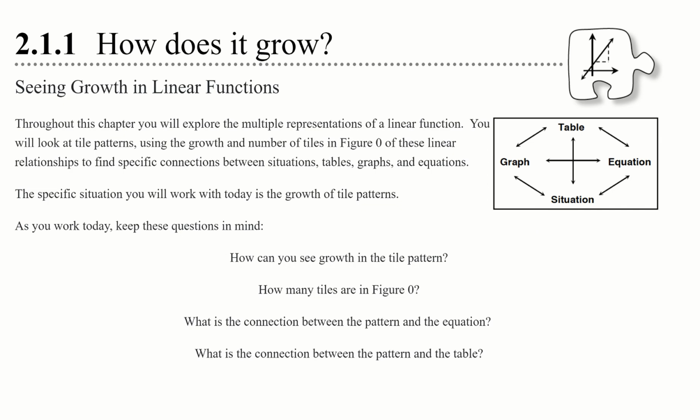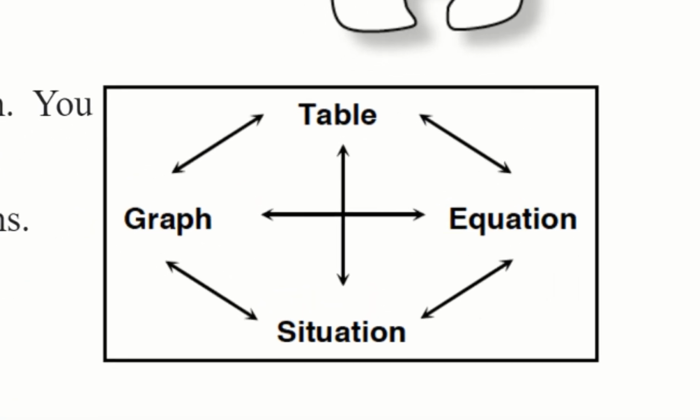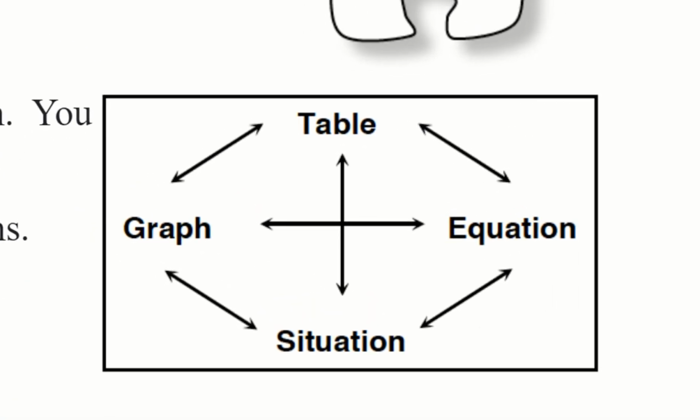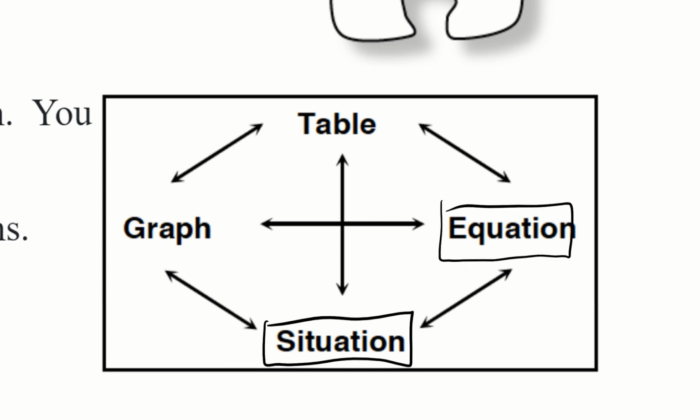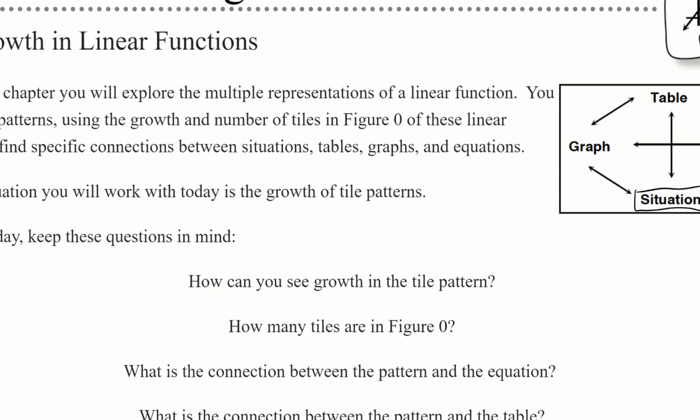So the first lesson is 2.1.1, how does it grow? Seeing growth in linear functions. Notice this graphic here, right? This reminds us of our multiple representations. Today we're going to look at a situation, and from that try to produce a graph, a table, and an equation. And also, one of the problems is going to give us an equation, and we're going to have to try and produce the other representations from that equation.